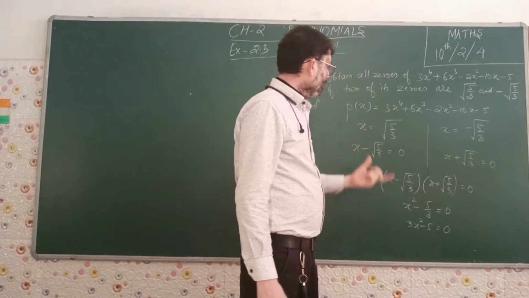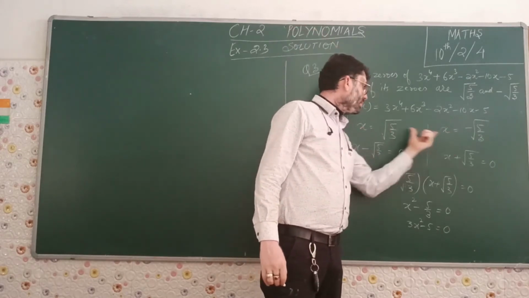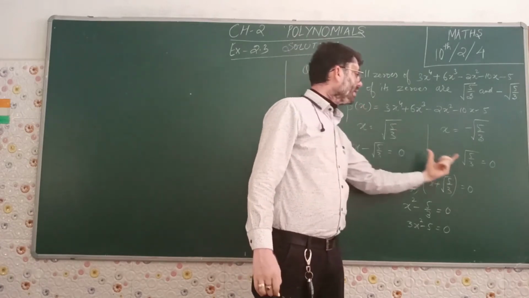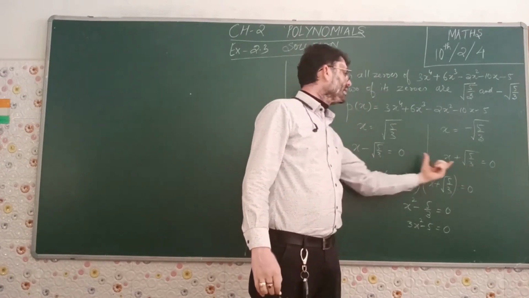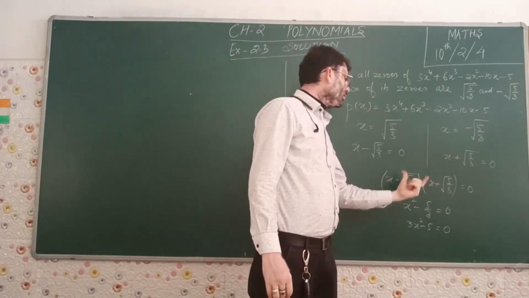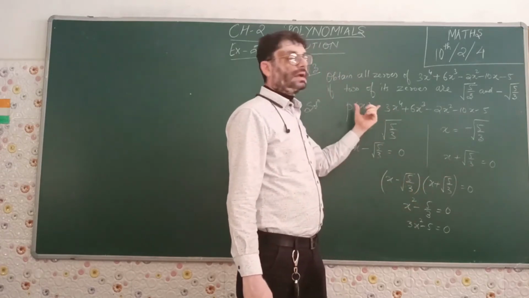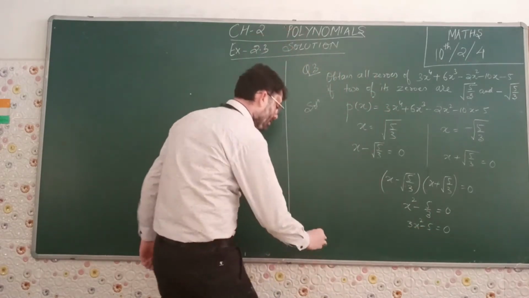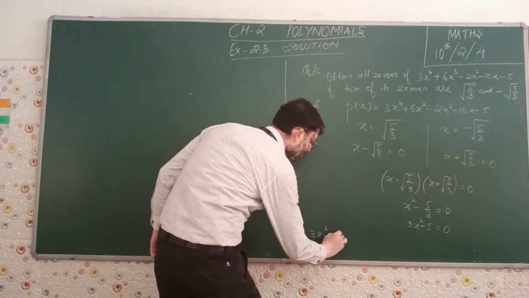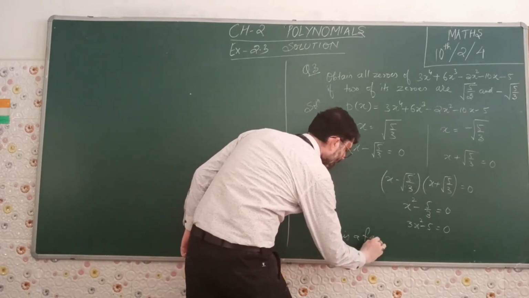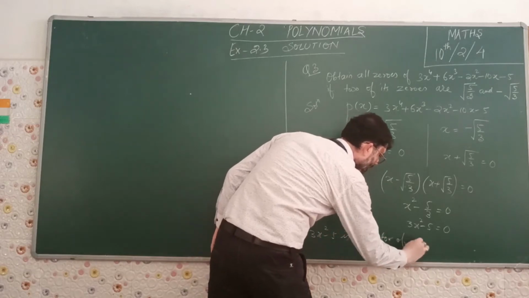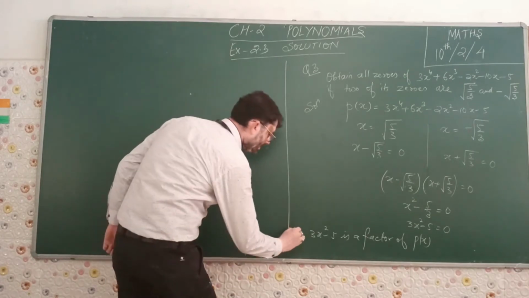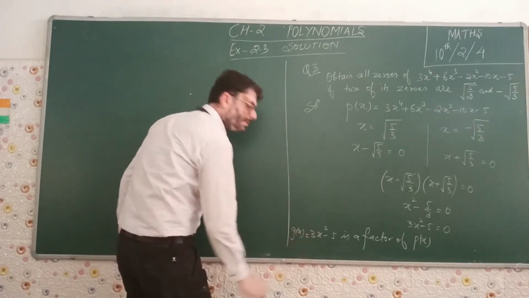Let me recall once again, two zeros were given to us. From the two zeros, we made two equations, each being a factor of p(x), x - √(5/3) and x + √(5/3). Both are factors, and the product of the two factors will also be a factor of the polynomial p(x), that is 3x² - 5 is a factor of p(x). And let us denote this 3x² - 5 as g(x).